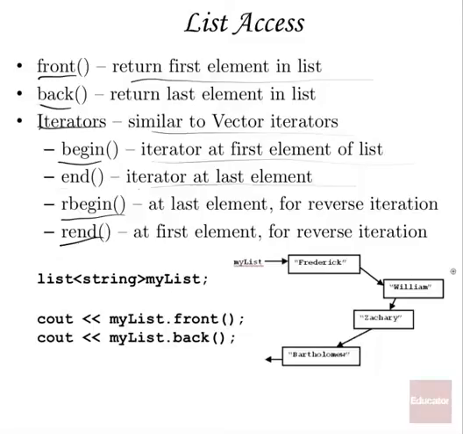So here's a quick example. We have a list of type string. It's called mylist, and I happen to have it defined here. We've got it pointing to Frederick, who's pointing to William, who's pointing to Zachary, who's pointing to Bartholomew, and Bartholomew is pointing to null. That's the null indicator, meaning there's nothing after this one. So if we say print out mylist front, it will print Frederick. Mylist back will print, of course, Bartholomew. Very easy, very simple.